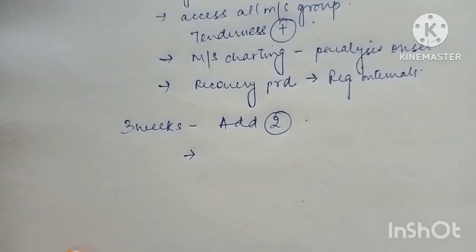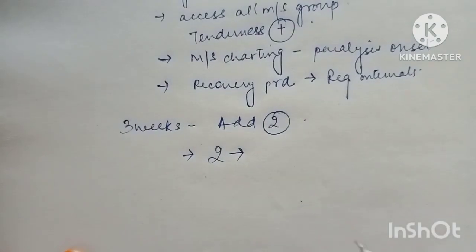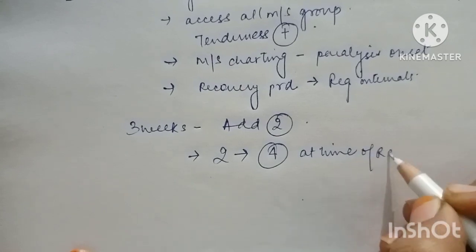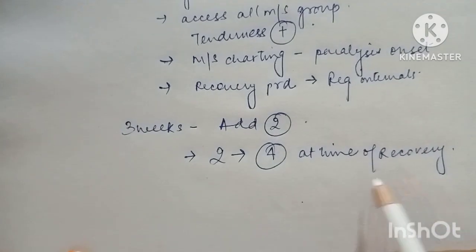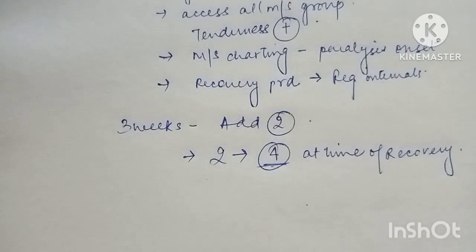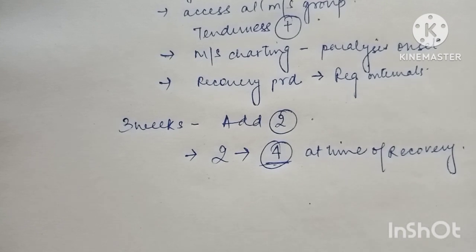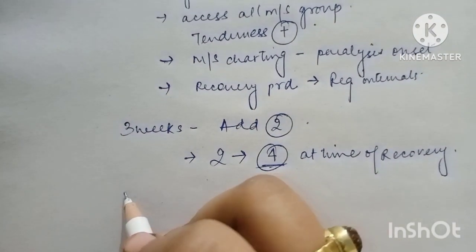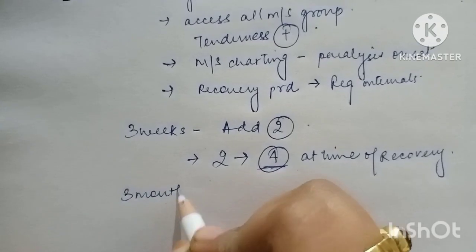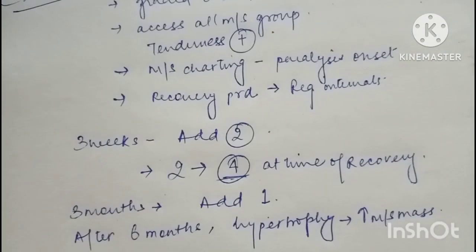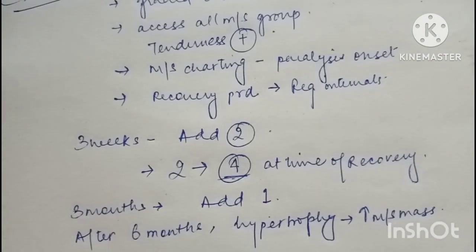For example, if the power of the muscle is 2, then it should be 4 at the time of the recovery, or finally it gets to 4. So this is the hack. Basically, when you assess the power of the muscle at 3 months, you need to add 1. After 6 months, all the muscles get recovered due to hypertrophy, because there is an increase in the mass.